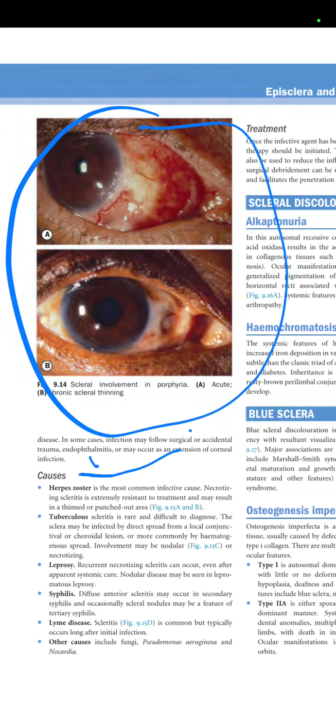So this is a figure that is showing scleral involvement in porphyria. It is showing the acute involvement and it is showing the chronic scleral thinning.